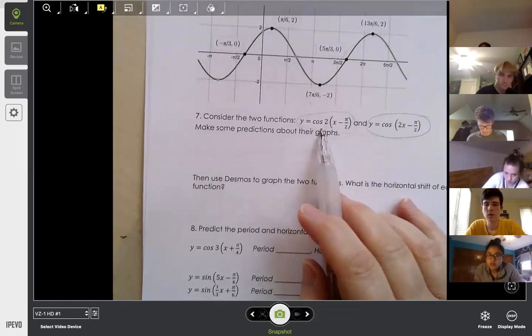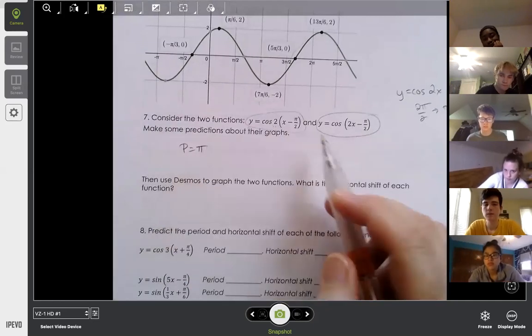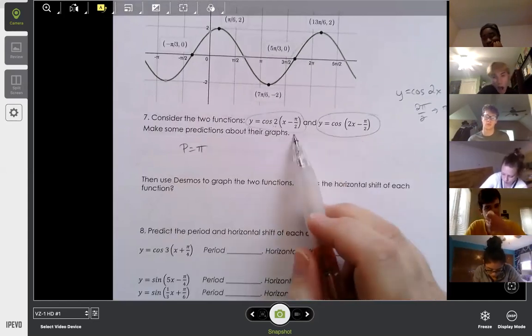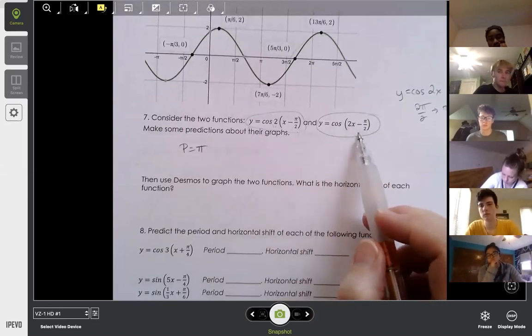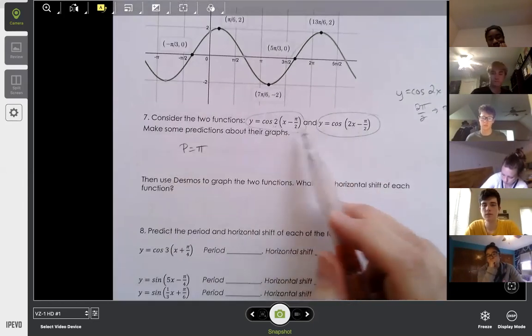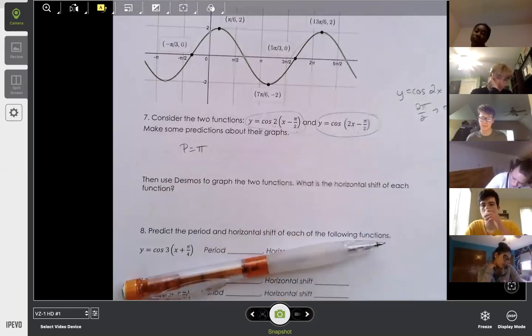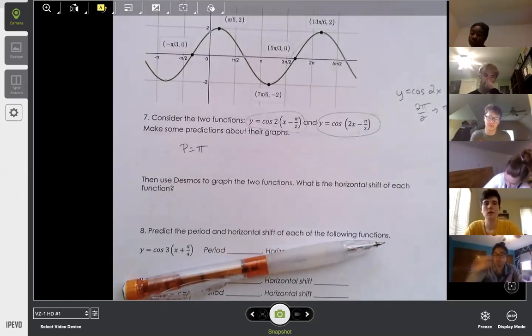Well, that seems like a fairly reasonable prediction, that it's going to be pi again. But do I think these graphs are going to be the same? I see this minus pi over 2, so I'm thinking shift right pi over 2. I see it here, shift right pi over 2. Are these the same graph though? Are they both going to have a period of pi and be shifted right pi over 2? What do you think? Or are we a little confused? Joe? I'm confused on what the difference is going to be. Okay. That's why we're taking time to look at it.